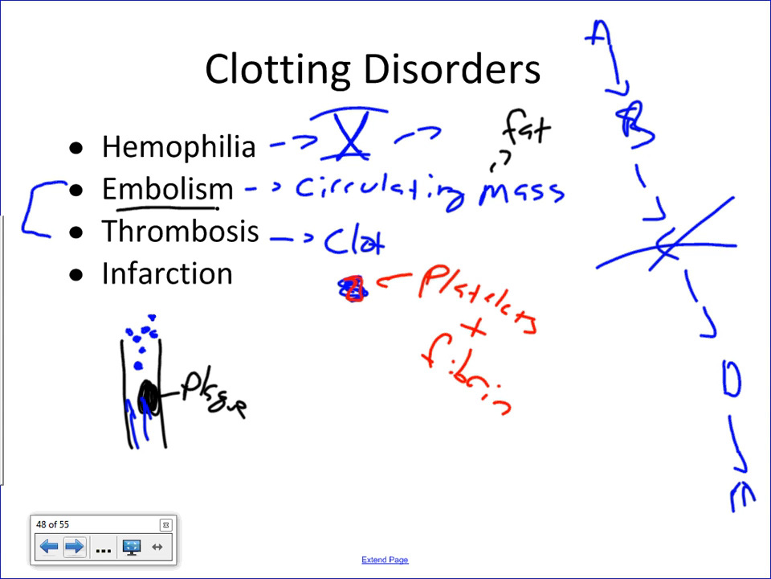Now, it's important to know the difference between these two because, for example, if you're in an emergency situation and someone's complaining of chest pains, and you're bringing them into the hospital, you may be ordered, or you may be around when they're ordered, to give what's called a clot buster. You can't just look at a person having chest pain and say they're having a heart attack because of a blood clot.